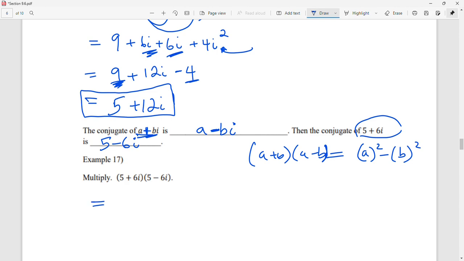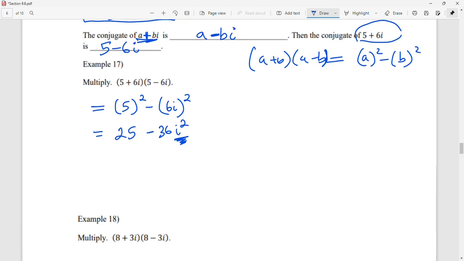In example 17, they're conjugates. So all I have to do is take the 5 and square it, subtract 6i squared. So this gives us 5 times 5, which is 25. And 6i squared is 36i squared. But recall that negative 1 is the same as i squared. So we can rewrite this as 25 plus 36. Again, negative 1 times negative 36 gives me that positive 36. And so 25 plus 36 is equivalent to 61.